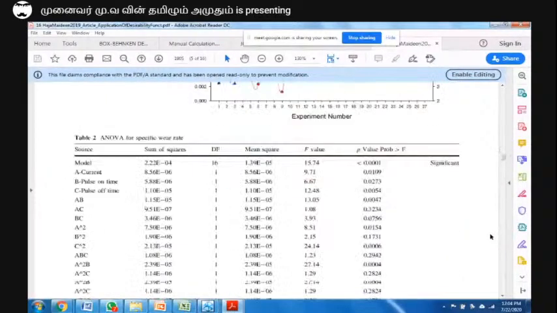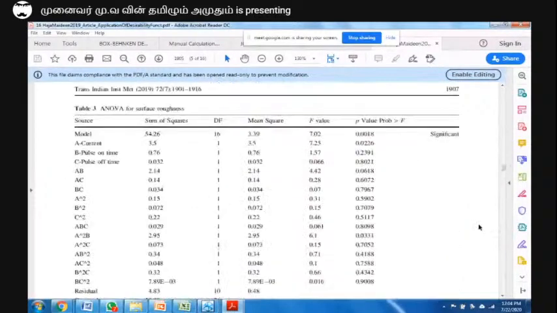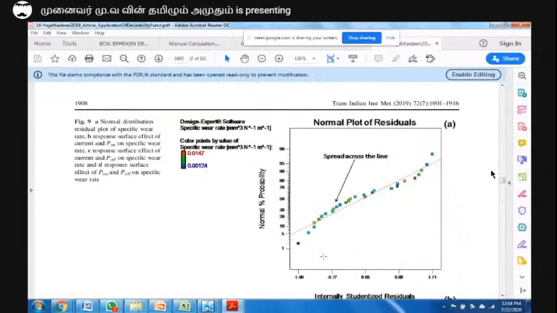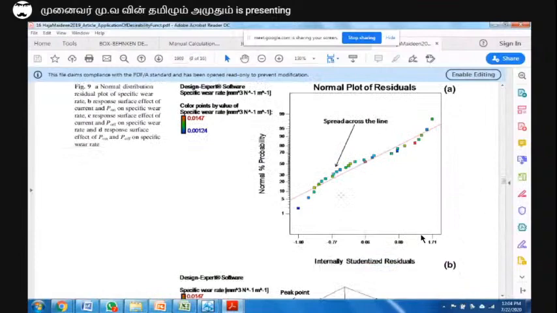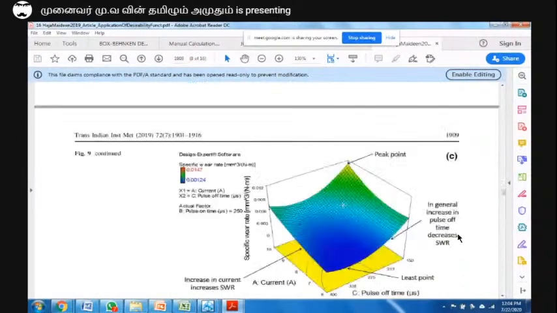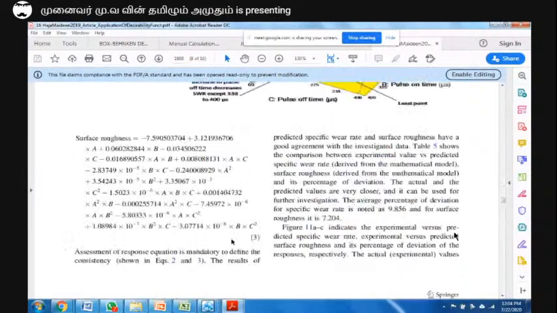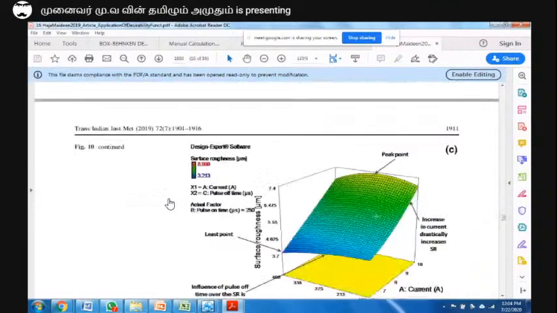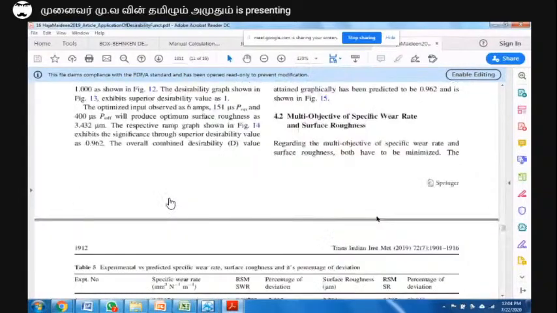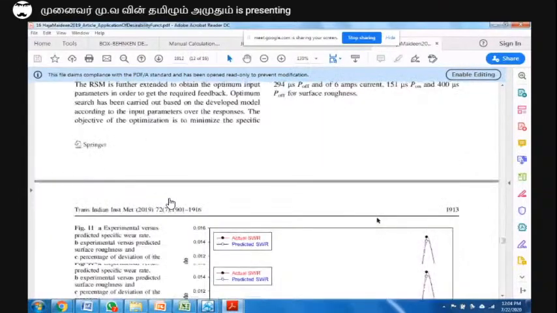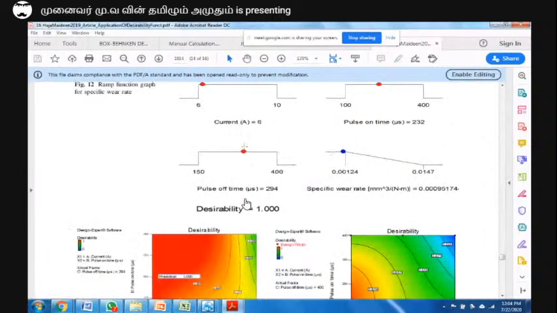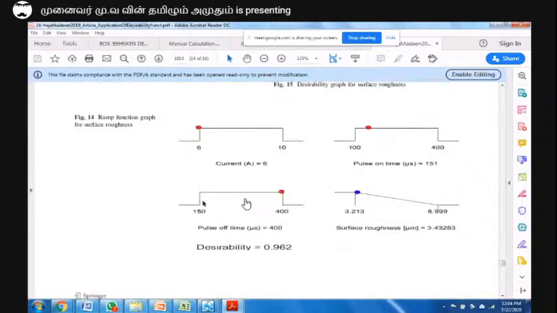Another one: statistical data, and the normal plot, and the three-dimensional graph, and the mathematical model, the normal plot, the three-dimensional graph. This is the desirability function approach graph, which we can derive at the end of the Design Expert execution.